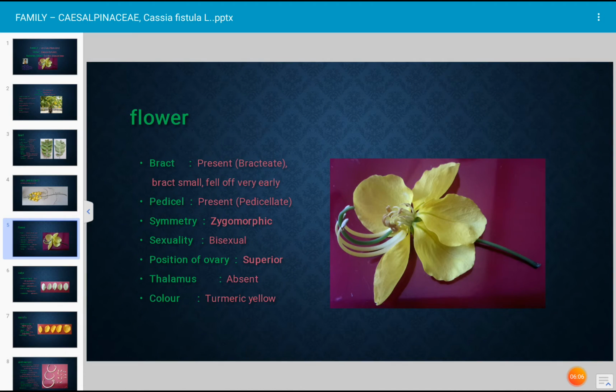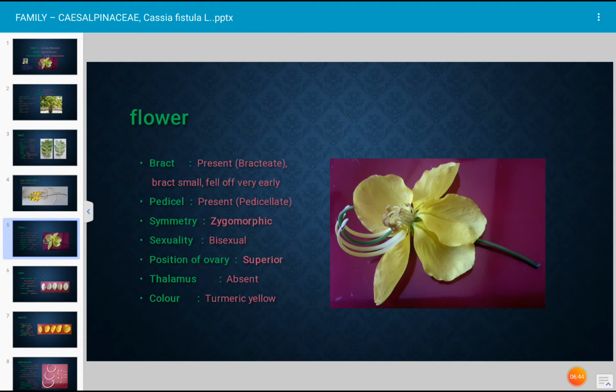This is the flower of Cassia fistula, family Caesalpiniaceae. In the flower, a stalk is present. The stalk of the flower is known as pedicel, hence the flower is pedicellate. Even the bract is present at the base of the flower, hence the flower is described as a bracteate flower. How is the bract? The bract is very small and it falls off very early.